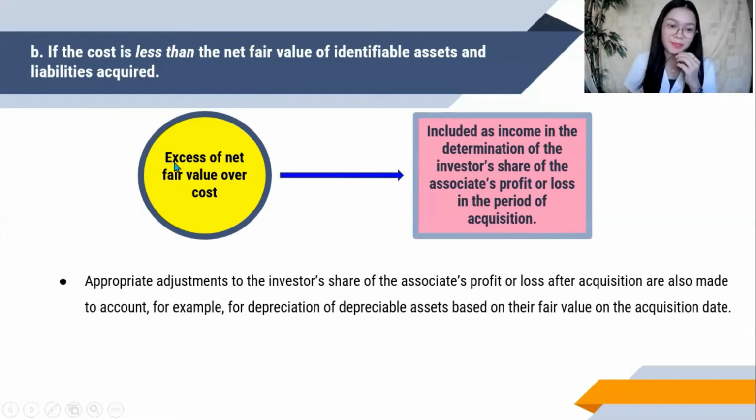So, paki-remember po ulit, yung excess nung fair value nung interest na acquired natin over dun sa cost is i-account natin siya as our income. So, appropriate adjustment to the investor share of associate's profit or loss after acquisition are also made to account. For example, for depreciation of depreciable asset based on their fair value on the acquisition date. So, kung nakakaroon tayo ng appropriate ng subsequent adjustment sa ating investment in associate account, of course, i-adjust din natin yung ating share of profit or loss of associate na account din natin.